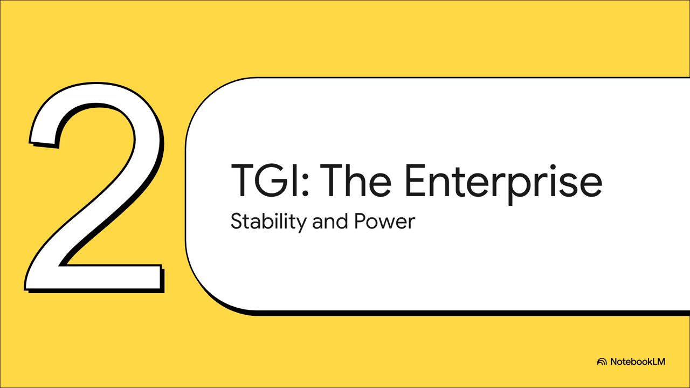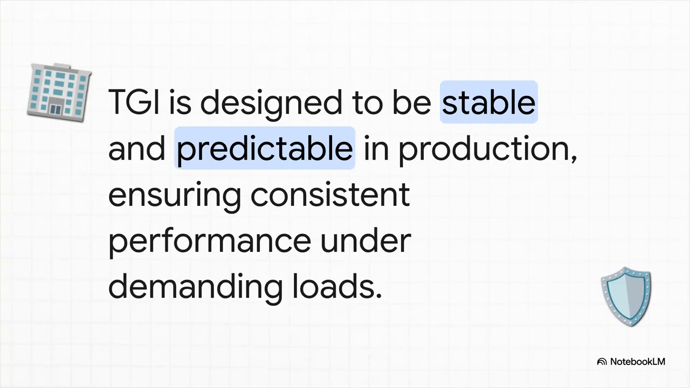First up, we've got Text Generation Inference, or TGI, from the folks at Hugging Face. You should think of TGI as the big, reliable, heavy-duty truck of LLM serving. It's built for one main thing: being absolutely rock-solid in production. See, TGI is made for big companies, for enterprises that simply can't afford any surprises. Its whole design is about giving you consistent, predictable performance. You know it's going to stay stable and responsive, even when it's getting hammered with requests.